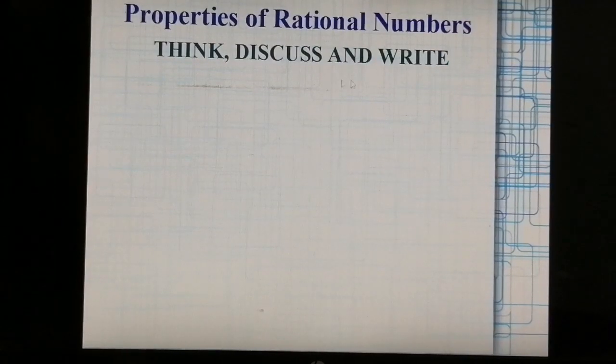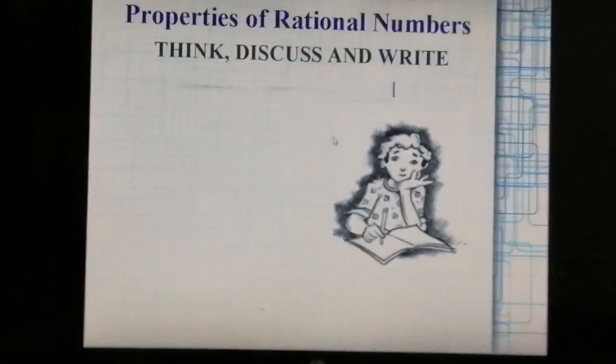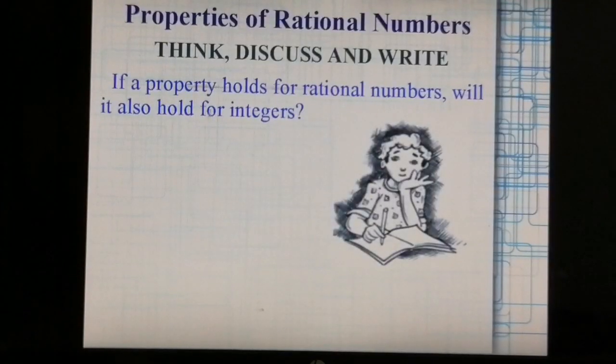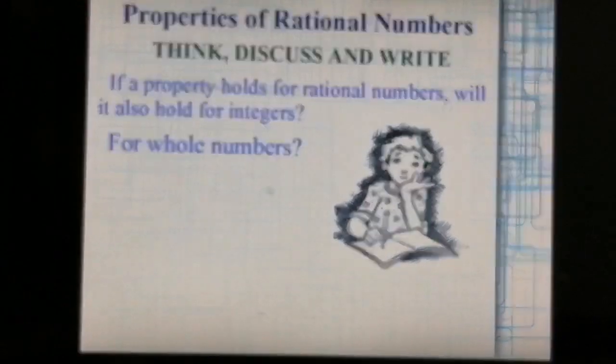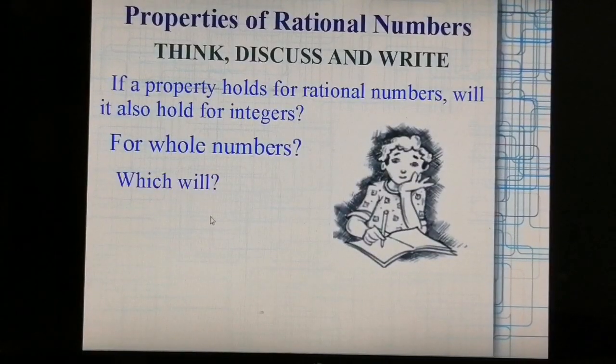Now you need to think, discuss and write. If a property holds for rational numbers, will it also hold for integers? We said rational numbers are closed under addition. So can we say that integers are closed under addition? You need to check it for yourself, for whole numbers, which will and which will not.